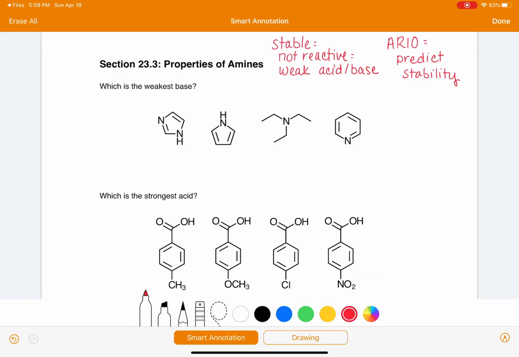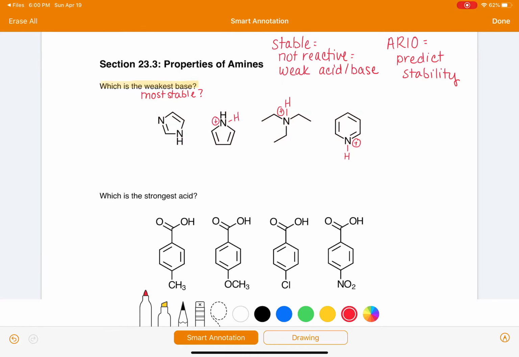So when we're being asked a question like, which one of all of these is the weakest base, we're being asked which one of these bases is the most stable. That's all that this question is asking us. Which is the most stable? Which one is the least likely to act as a base? And a lot of times it's helpful for us to think about what the molecule would look like if it acted like a base. If these were acting as bases, they would be getting protonated at their nitrogen.